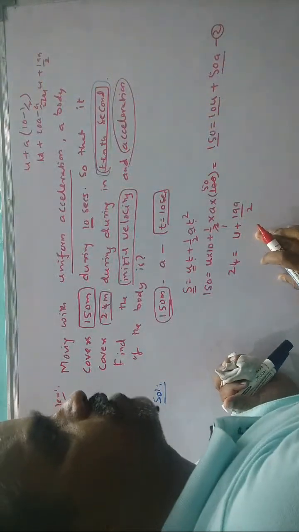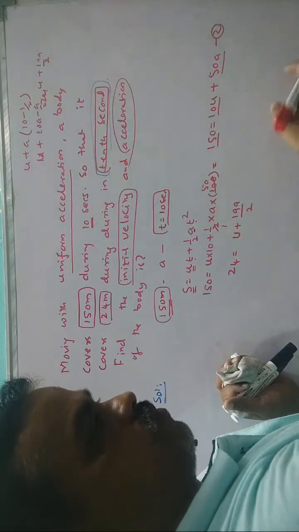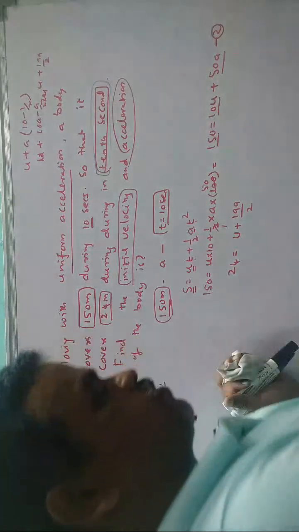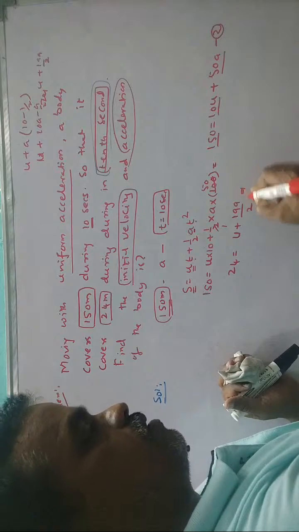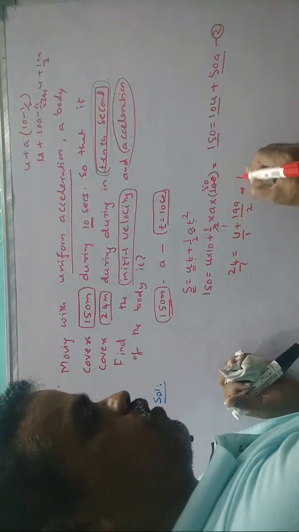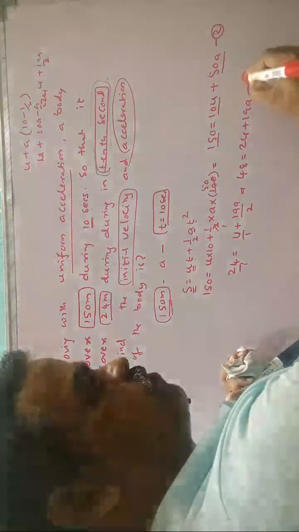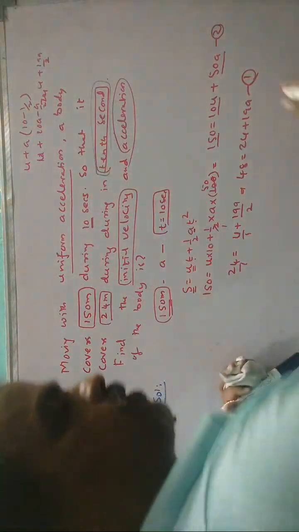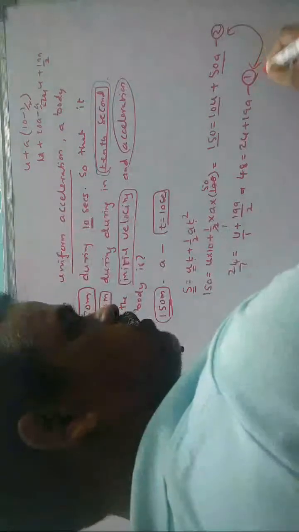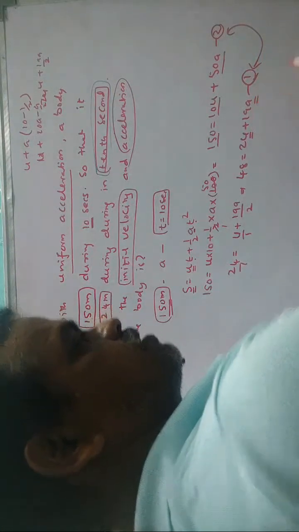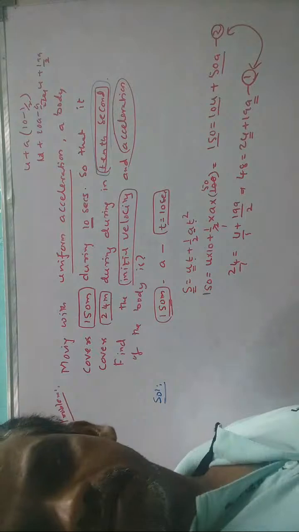So this equation we have just before, I am converting. This is 48 equal to 2u plus 19a. This is the first equation. So from these two equations, solve for initial velocity and acceleration. You will get the answer.